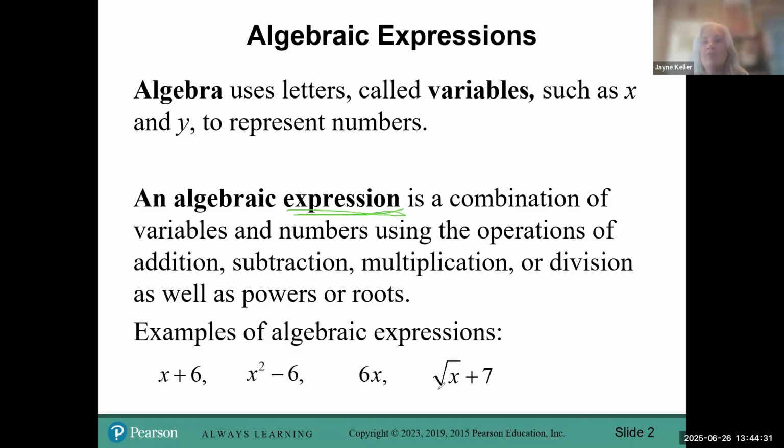So we can't solve it. We'll come to that in a little bit, but there's no solving an algebraic expression. What we can do is evaluate it. If you think about the word evaluate, what evaluate means is I'm going to pick a value for x, and then find the value of the expression.